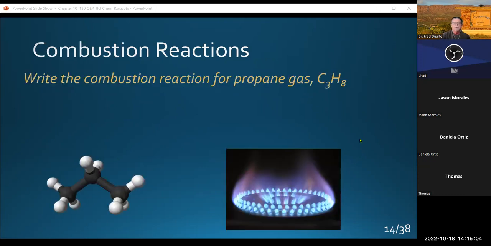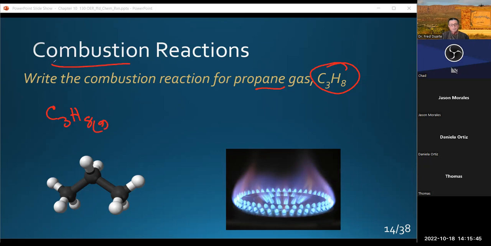Okay, combustion reaction. So write the combustion reaction for propane gas. Now, they're giving you the formula. You may not know the structure, that's okay, but they give you the general formula for propane gas. You note that we have nothing but carbon and hydrogen, okay? And so that is what is burning, propane, same propane you utilize when you are barbecuing out there, right? So we take C3H8, which is a gas, propane, okay?